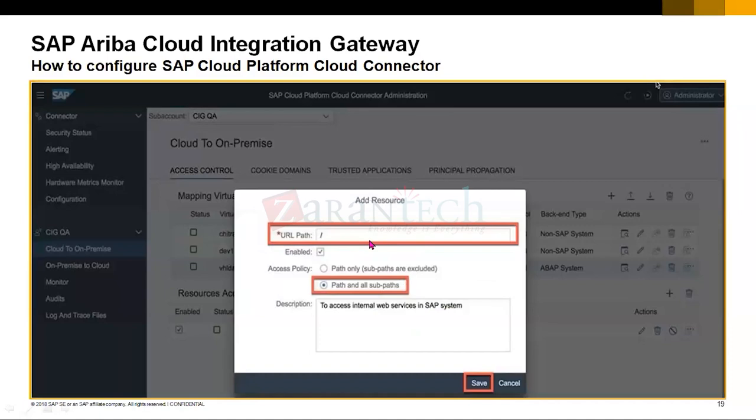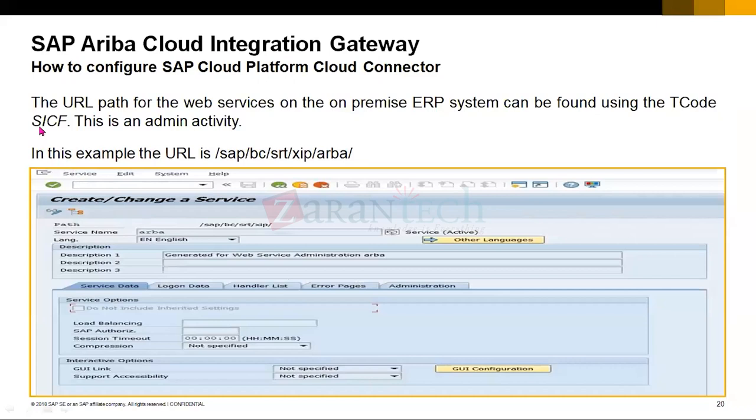But the question is how we come to know which URL we have to specify. This information is also clearly given here. You can go to transaction code SICF. Okay, so you can see the URL path for the web services on the on-premise ERP system can be found using the T code SICF. This is an admin activity, a base system activity. In this example, you can see the URL is something like /sap/bc/srt/xip/ariba. This kind of URL is there. So like this, basically we have to find it out.